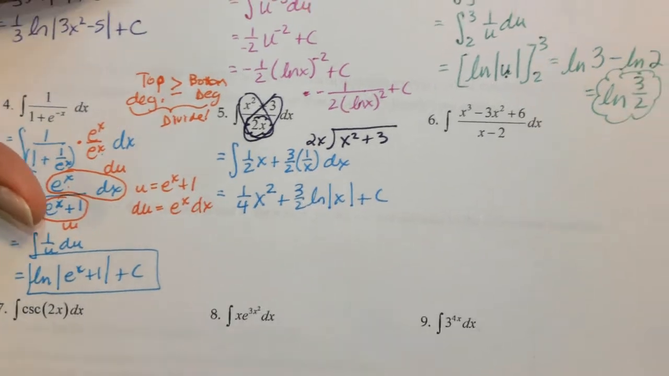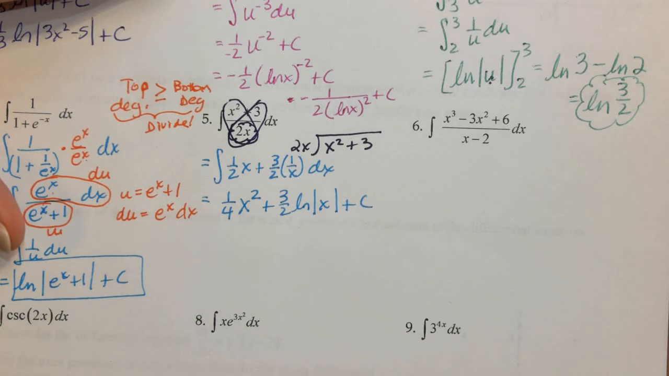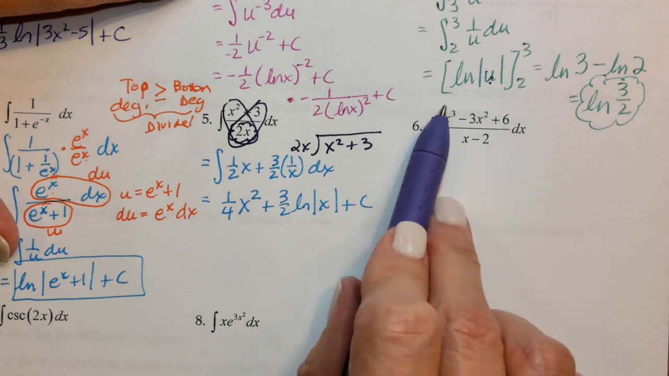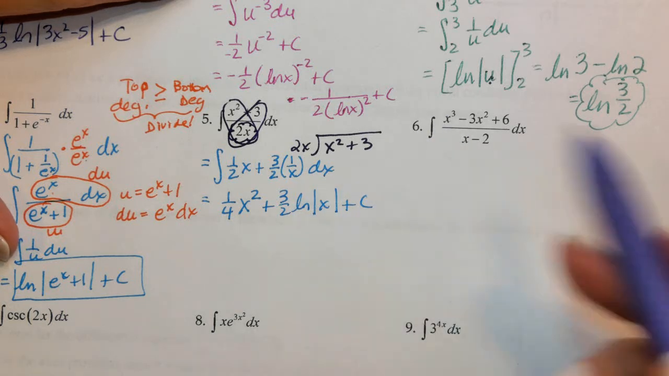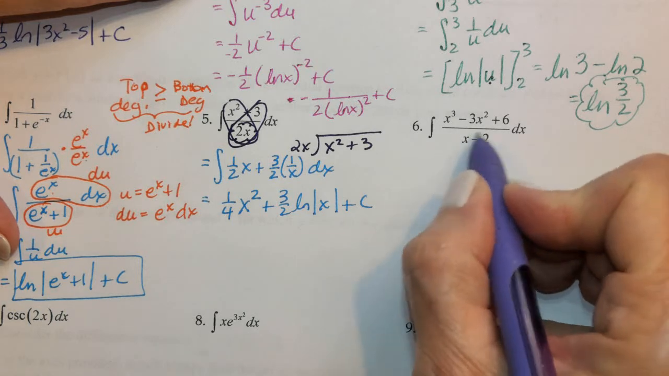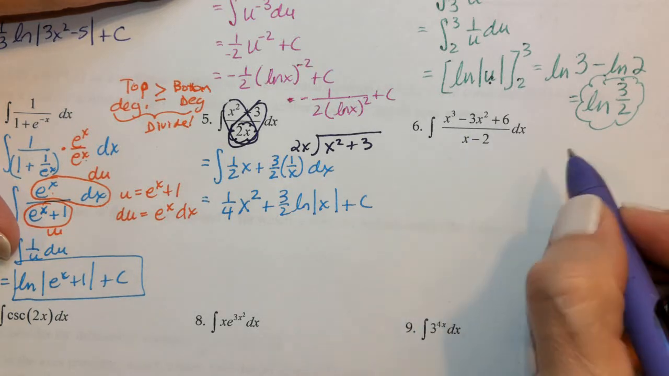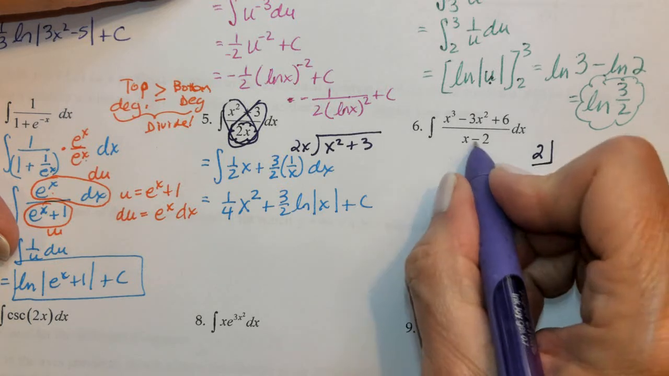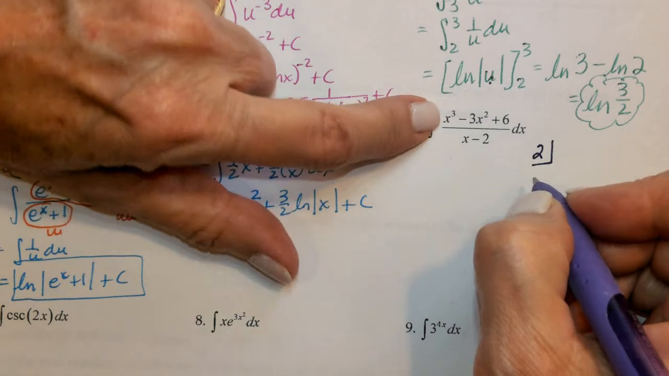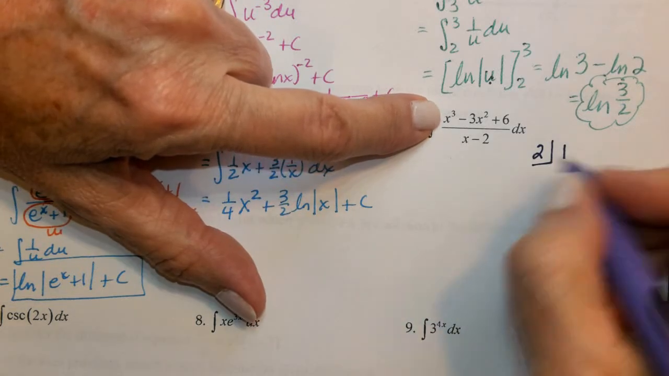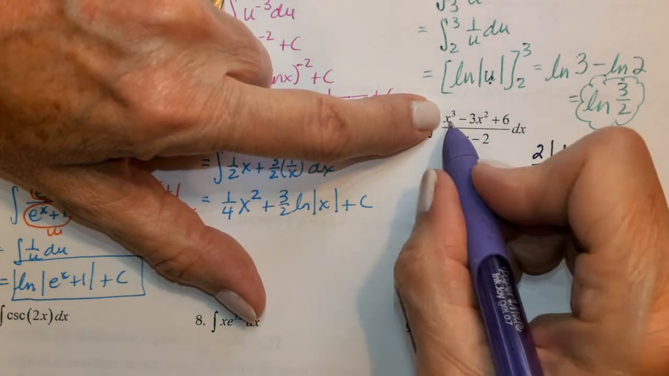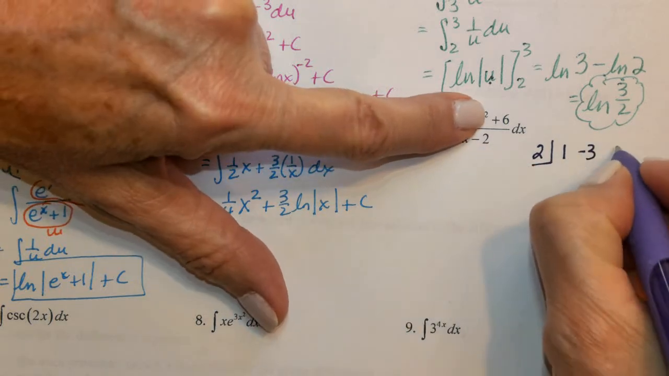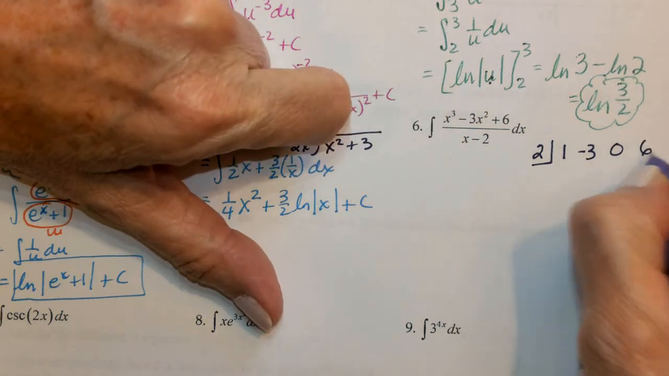All right, number 6. In number 6, again, the degree of the top is bigger than or equal to the degree of the bottom. We go off to the side and divide. This is one where I can use synthetic division, so I will. If I can use synthetic division, I will, instead of long division. So positive 2 goes in the box. We write our coefficients of the numerator off here. So we have a 1 from the x cubed, a negative 3 from the x squared. There is no x term, so I write a 0 for that, and the 6.